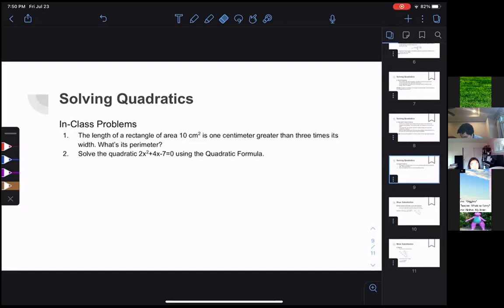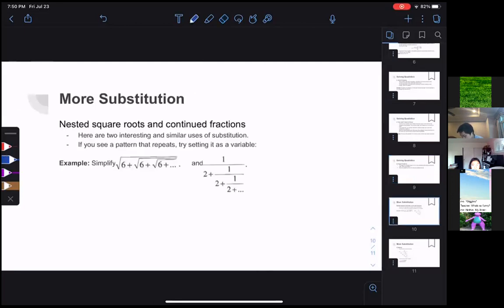All right, so these are some in-class problems, although I don't think I'll go over these. I'll just probably throw these into the homework. But for now, I'll go over the last topic for today, which is substitution again.